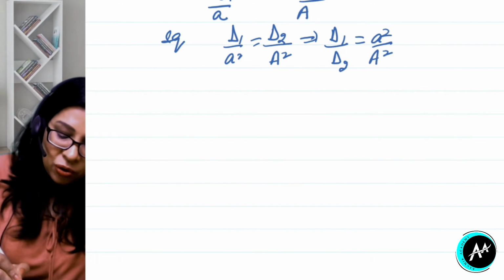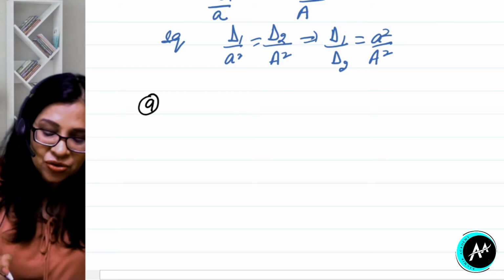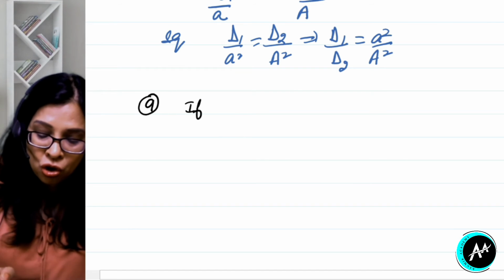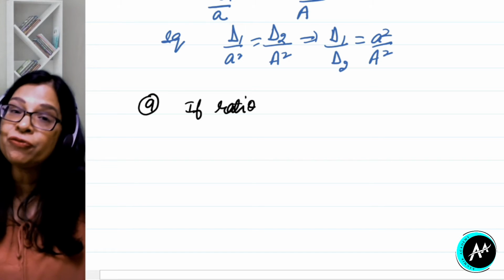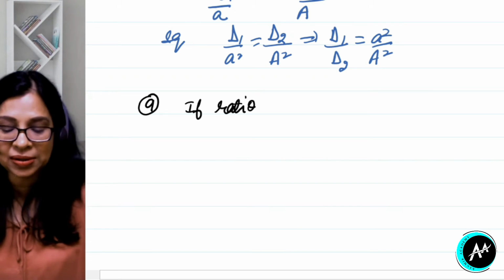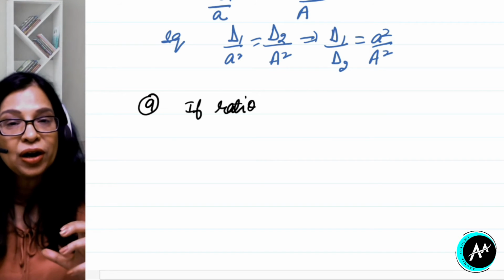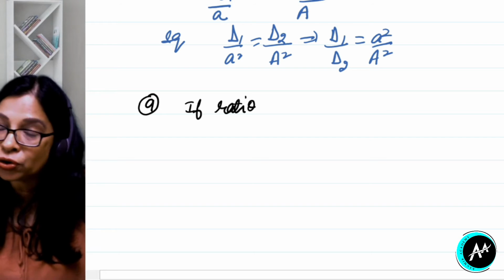All right. Now ninth result. Ninth result will be that if ratio of... now in the eighth result we were talking about difference of roots of two quadratic equations. Now in the ninth result we will talk about ratio of roots of the two equations.